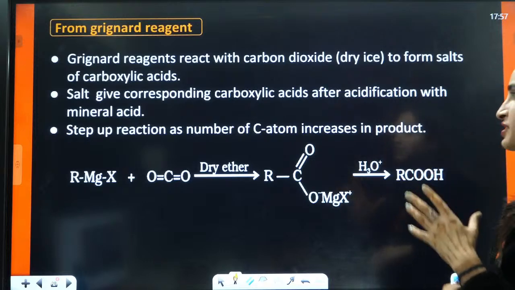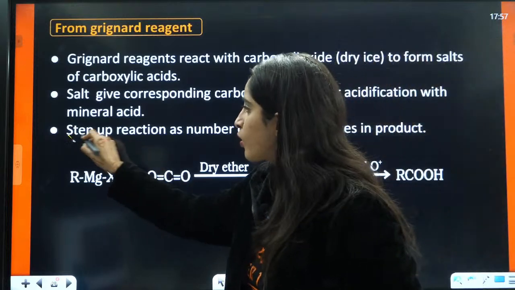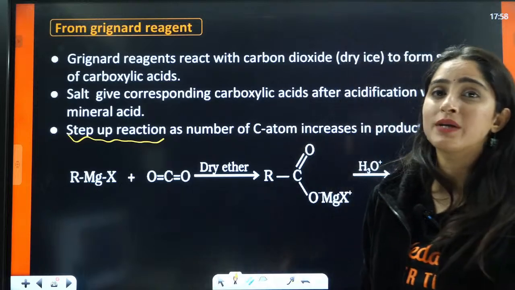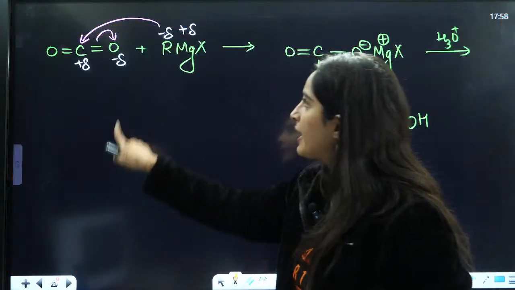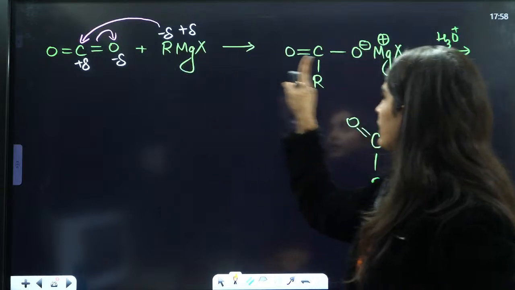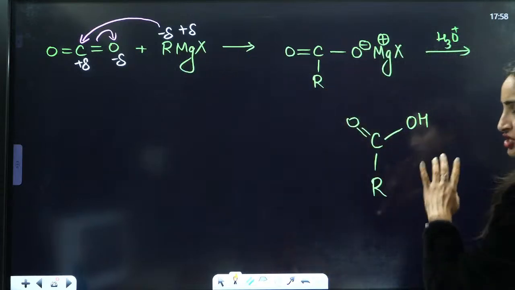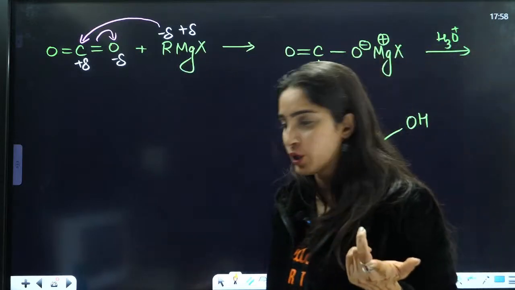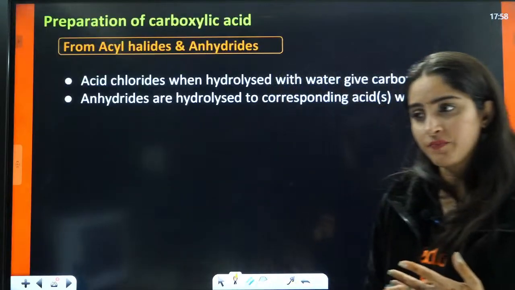Now, step-up reaction as the number increases. Now, why is this called a step-up reaction? Because the number of carbon atoms is increasing. Here you had RMgX and here you had RCOOH, right? That means one carbon more you will have in the final answer, right?